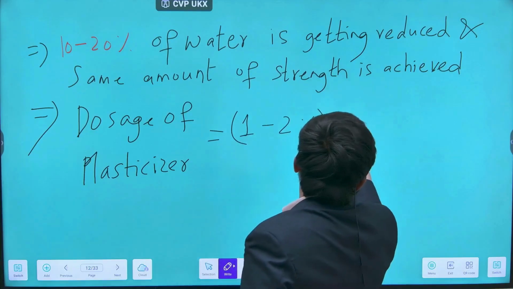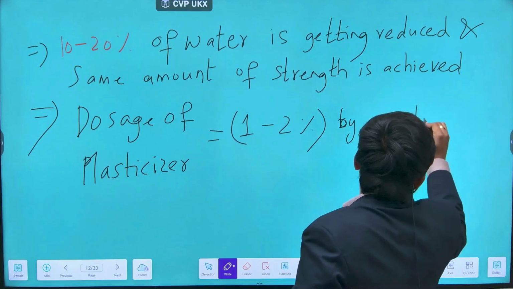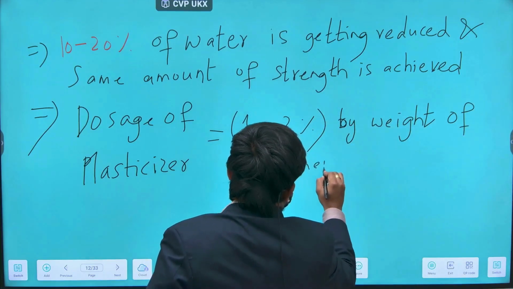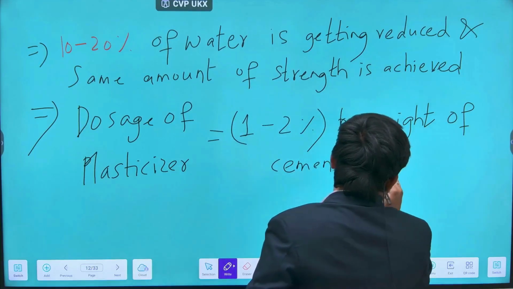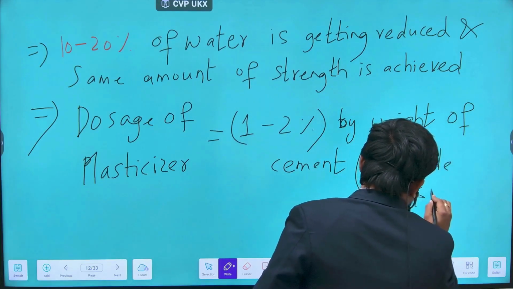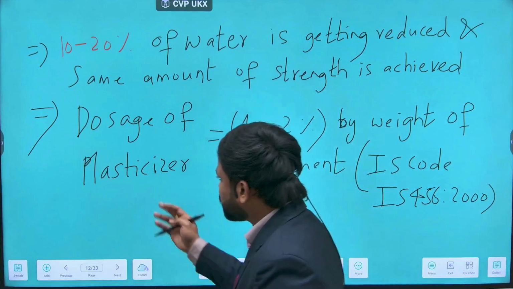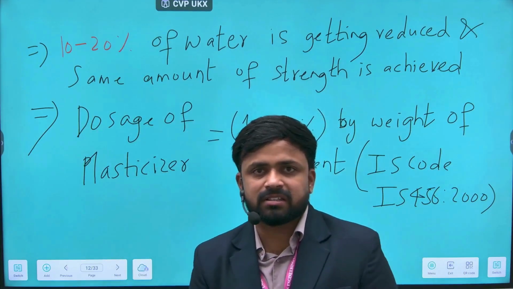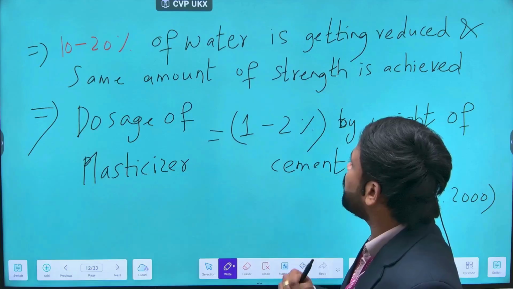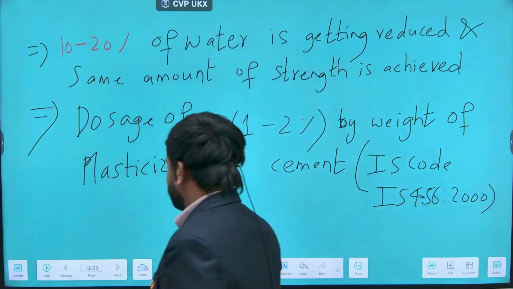1 to 2% by weight of cement. This has been limited by IS code IS 456 2000. So the dosage of plasticizer is also limited. How much you are going to add to achieve the 10 to 20% reduction of water, by adding only 1 to 2% by weight of cement. Yes.